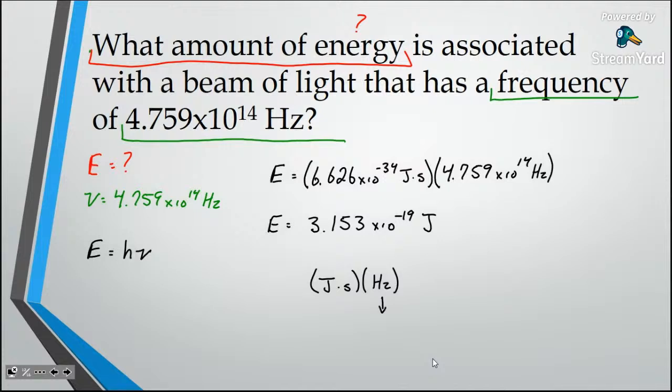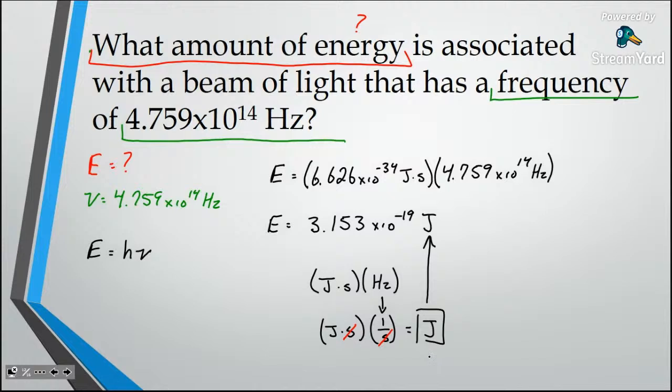Until again you realize that hertz is 1 per second. So I have joule seconds times 1 per second. As a result, seconds in my numerator cancel seconds in the denominator, and I'm left with joules times 1, or simply joules for the units of energy. Okay? So if ever you're asked to derive the units, this is the process that you would take.